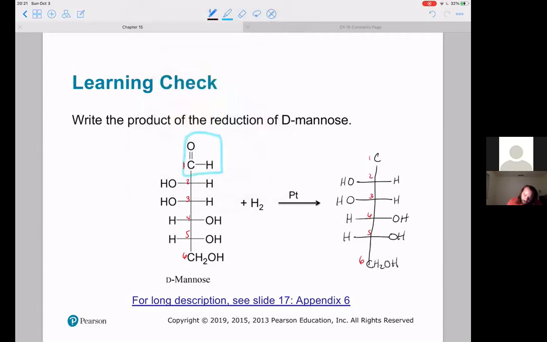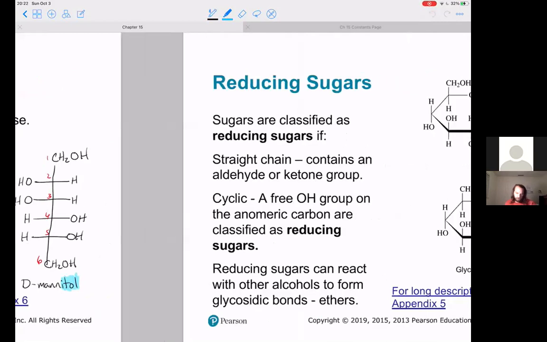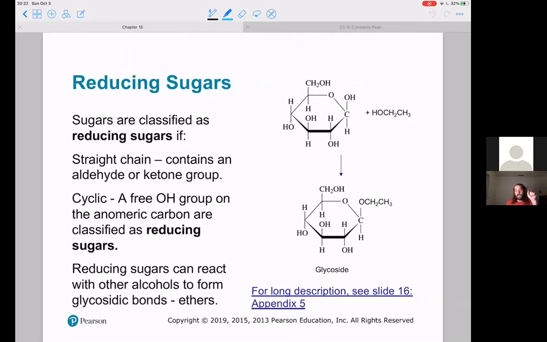And instead of being an aldehyde, now we have an alcohol. So this would be just CH2OH. That would be the reduced form of mannose, which would be D-mannitol. All right, I'm going to replace that ose ending with itol. Okay, so then this is the idea of this sugar.